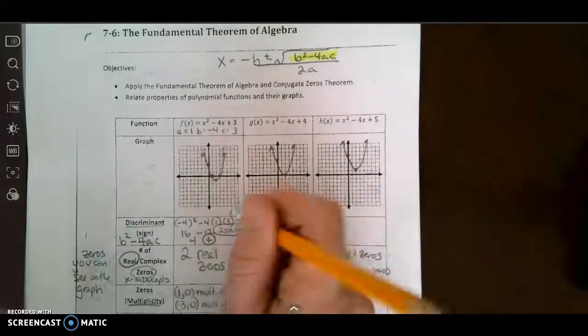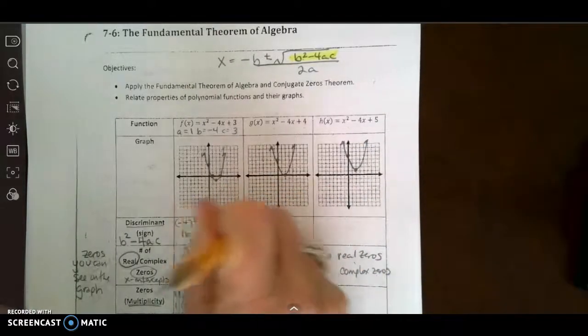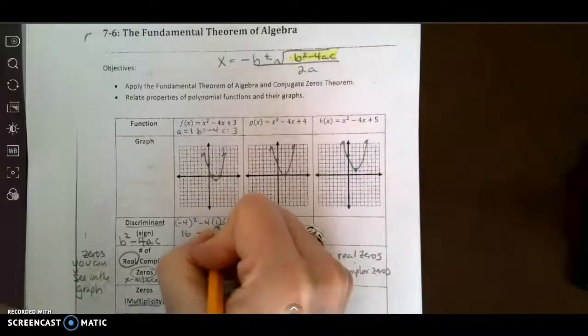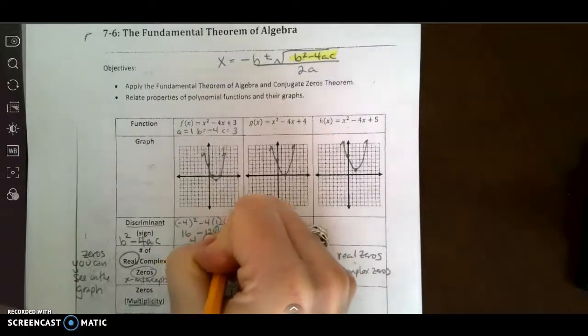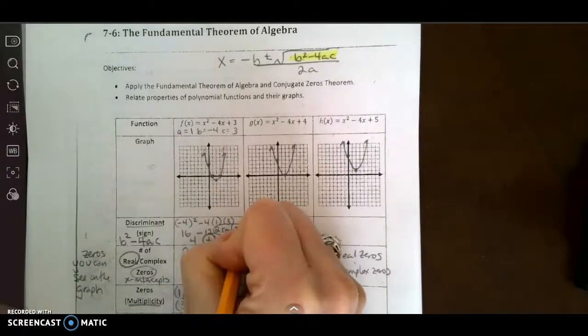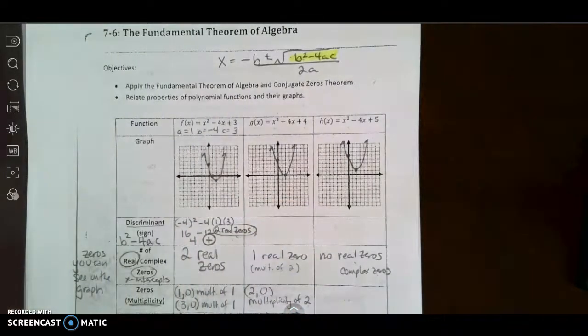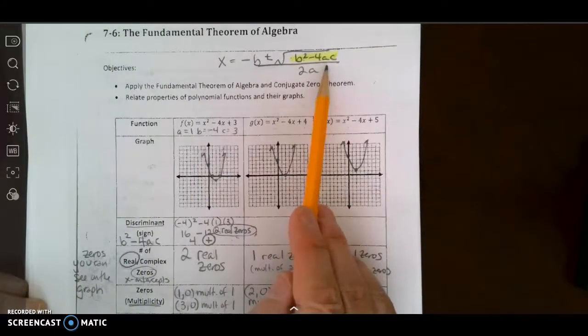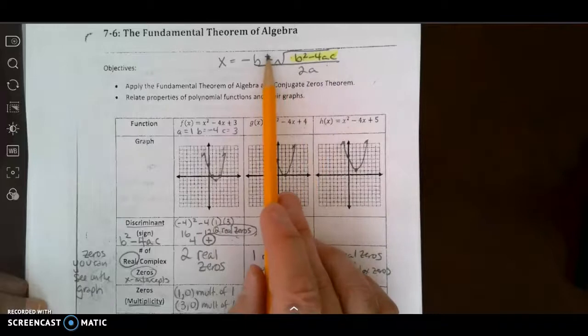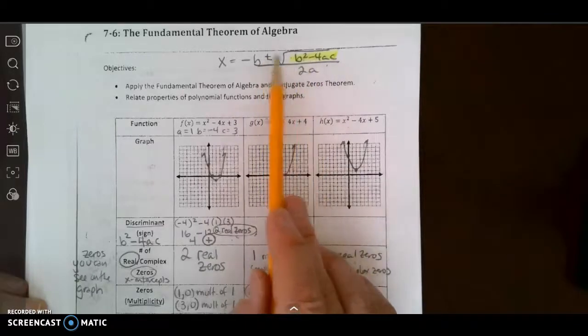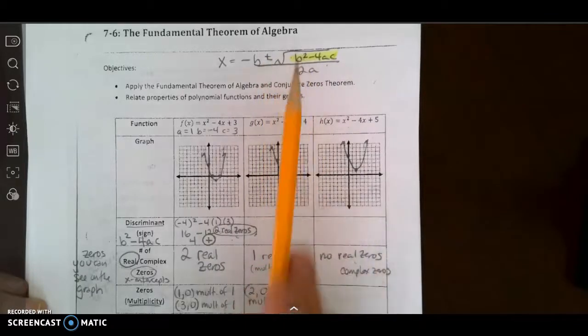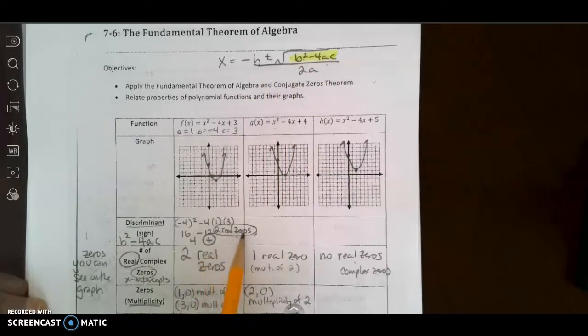I really should write the word real here. Let's make that say two real zeros. We'll just call them zeros, that way I can fit that in there. It tells me if my discriminant, if this number under the radical is positive, it's going to be real, and there's going to be two, because I'm going to add a number and I'm going to subtract that number, and I'll get two different answers.